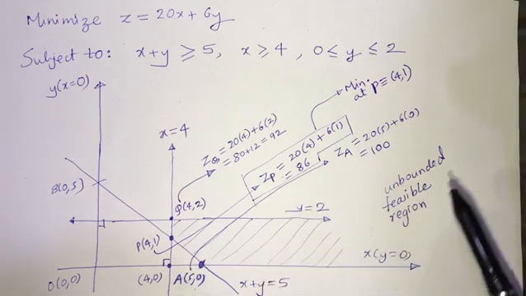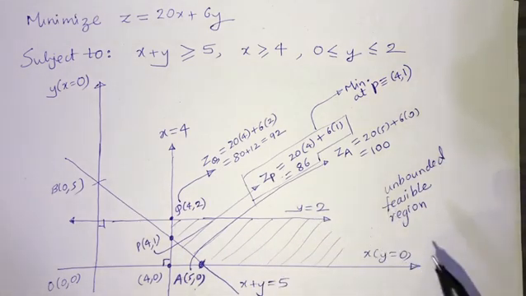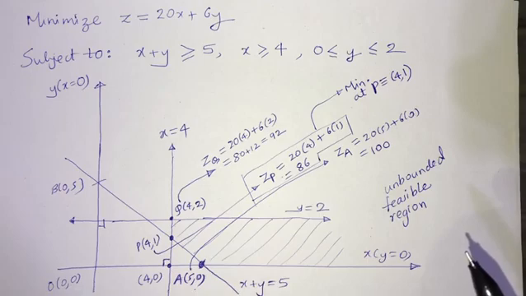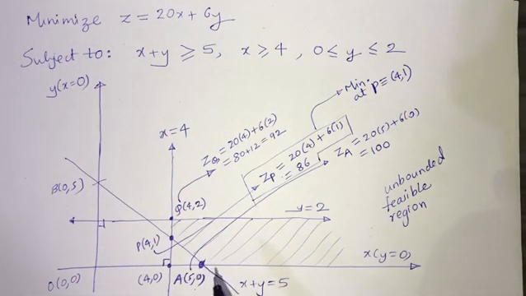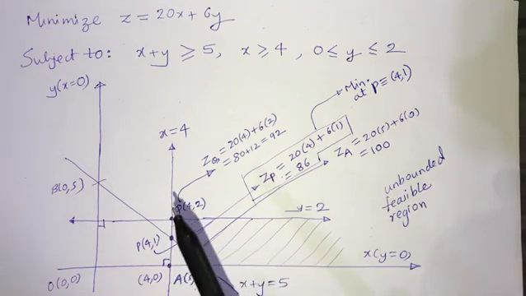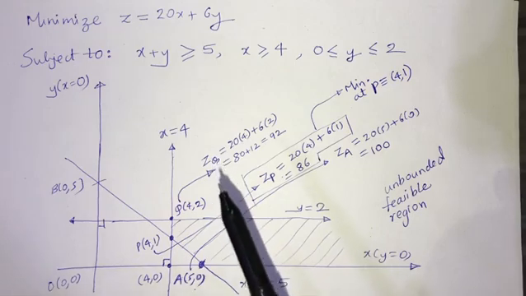We have an unbounded feasible region. You can't maximize in this feasible region, but we have to minimize, so not a problem. The minimum value will occur at the corner points only. You can take any point from the feasible region, but the minimum or the maximum value will always occur at the corner points.